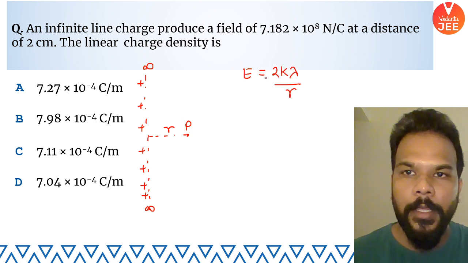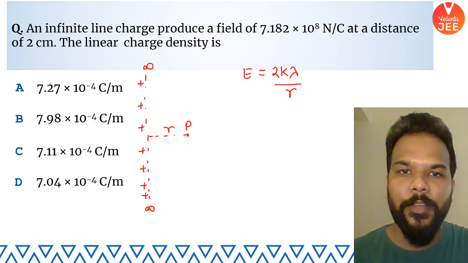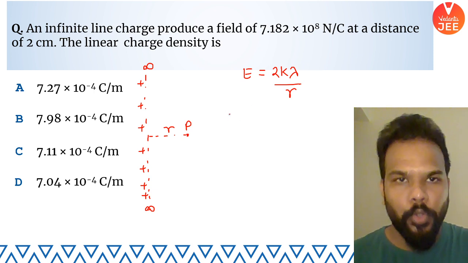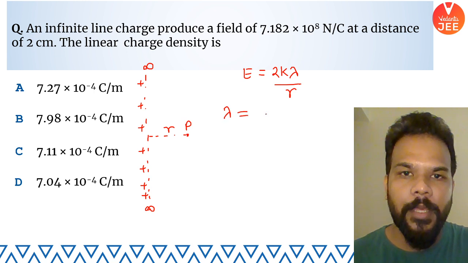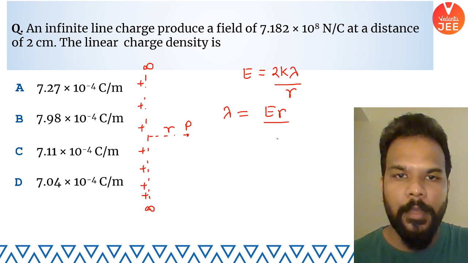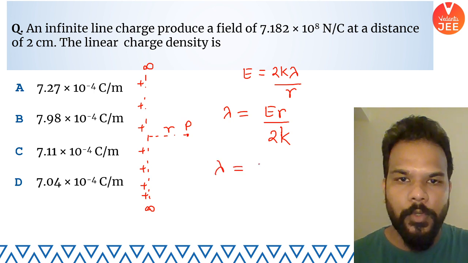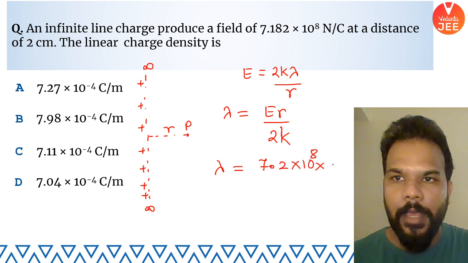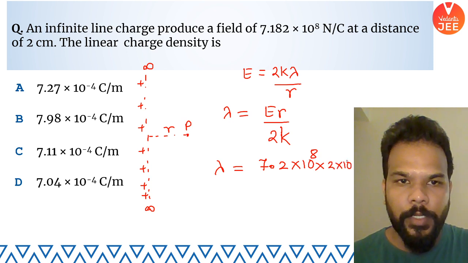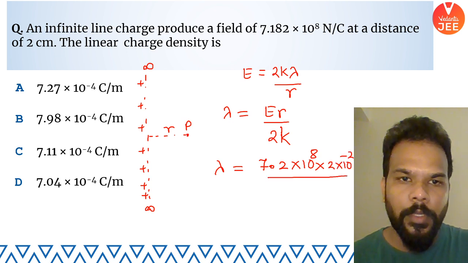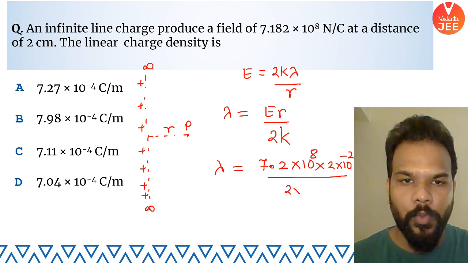Okay, we know that. So question is asking us to calculate the value of lambda, where E and R, both of the values are given. So lambda becomes ER by 2k. Okay, so E is given to us as 7.18. Let's call it 7.2 roughly into 10 to the power 8. R value is 2 centimeters, so 2 into 10 to the power minus 2, and this thing is divided by 2, and K is 9 into 10 to the power 9.